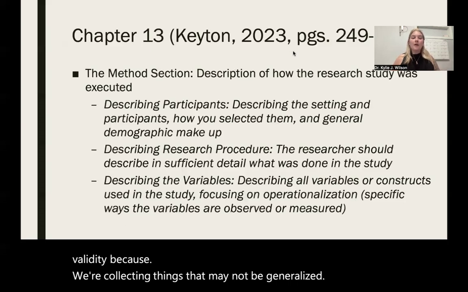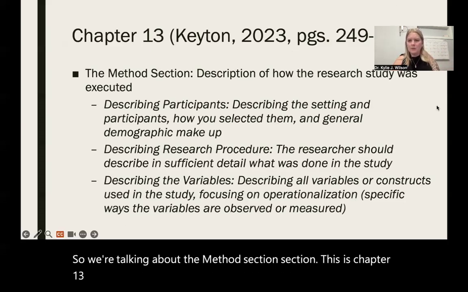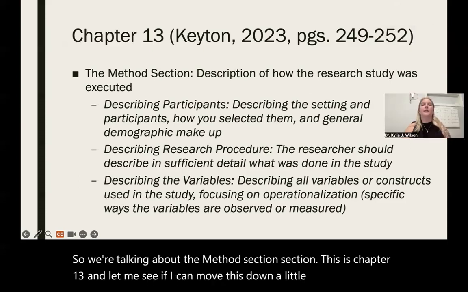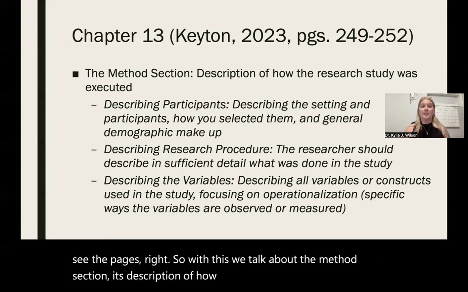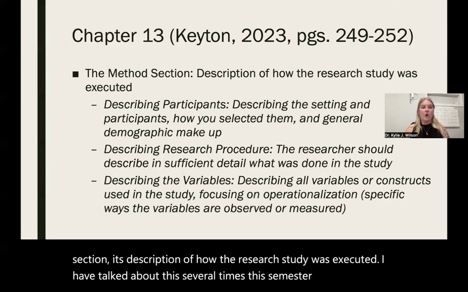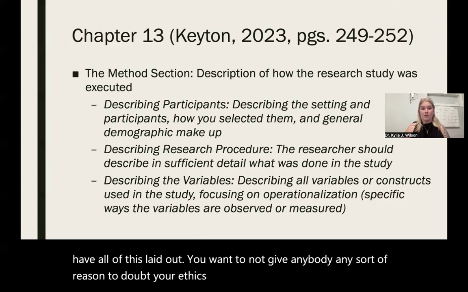So we're talking about the method section. This is chapter 13, and let me see if I can move this down a little bit so you can see the pages, right? With this, we talk about the method section. It's a description of how the research study was executed. I have talked about this several times this semester, but you need to have all of this laid out. You want to not give anybody any sort of reason to doubt your ethics or your research process.